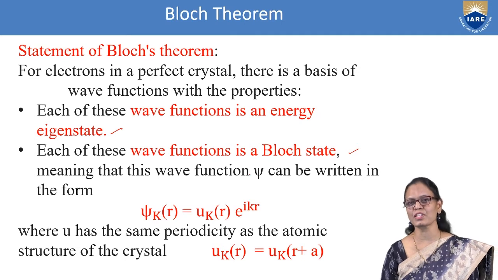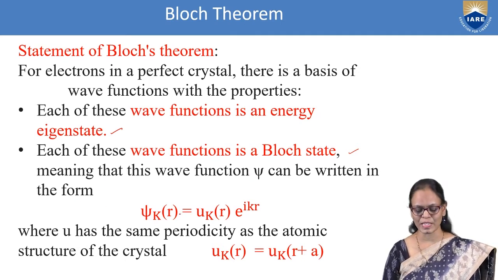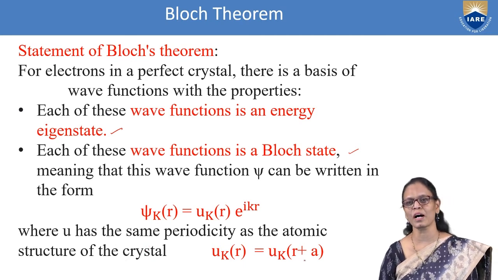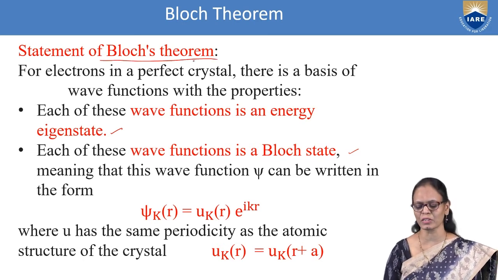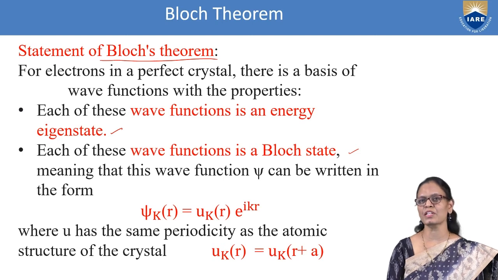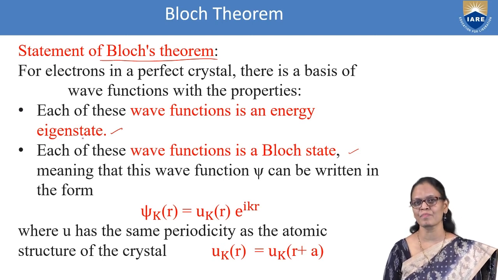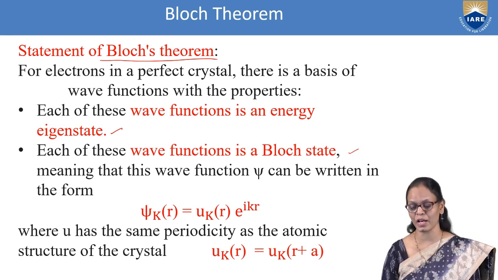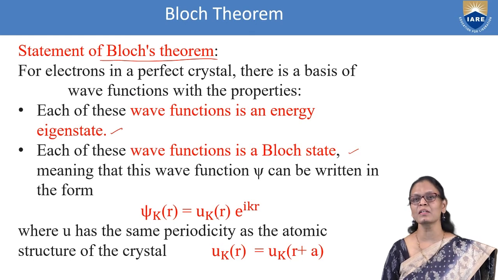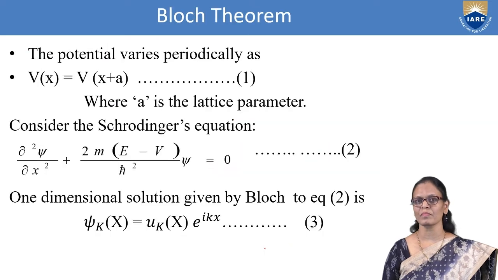That means the wave function psi can be written in the form psi k of r equals u k of r times e power ikr, and u has the same periodicity as the atomic structure of the crystal. So u k of r is equal to u k of r plus a. What is the essence of the Bloch theorem? The wave function is an energy eigenstate, and it is a Bloch state because it follows the periodicity. So we have put both conditions here.